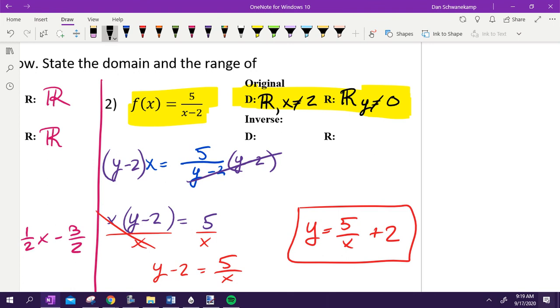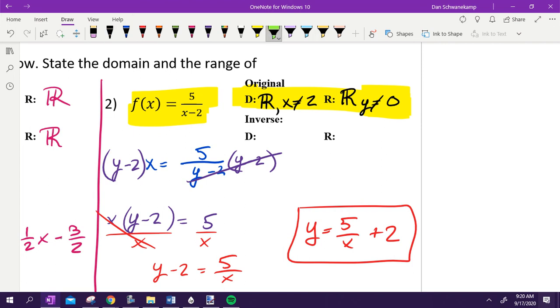There is a horizontal asymptote at 0. 5 on top is never going to get me 0, so I'm never going to get a y value of 0. There's a horizontal asymptote at 0. I'm not going to cross it. So my domain is everything but 2. My range is everything but 0.